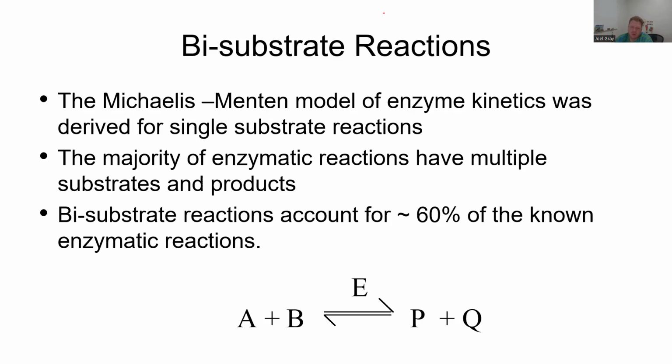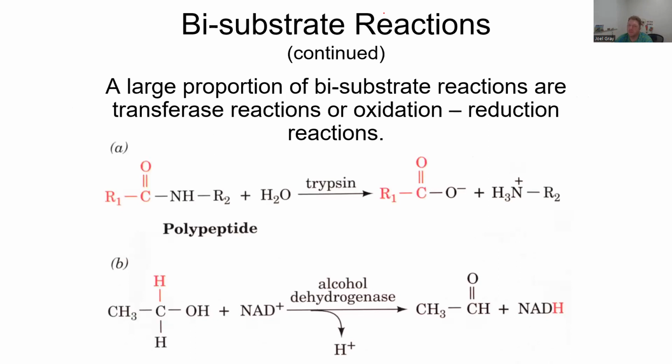A bisubstrate reaction accounts for about 60% of the known enzymatic reactions. A large proportion of bisubstrate reactions are transferase reactions or oxidoreductases, or oxidation reduction reactions. So, transferases and oxidation reduction reactions. Here are a couple of examples of a transferase reaction as well as an oxidation reduction reaction.